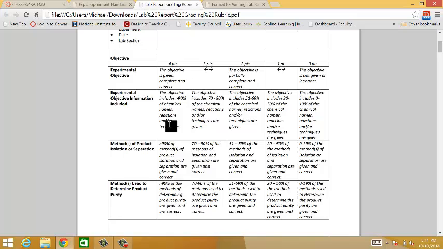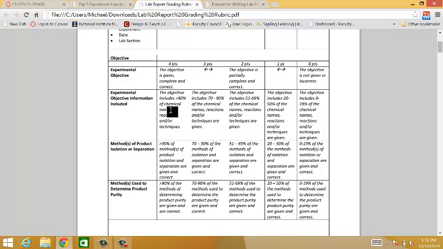Instead of just saying we're going to isolate the essential oils from cloves, let's give them chemical names. So the objective was to isolate eugenol and eugenol acetate from cloves. In other experiments we'll have reactions, and we may even have techniques. So the techniques part would be the second one. How did we isolate eugenol and eugenol acetate from the cloves? By steam distillation, followed by extraction.